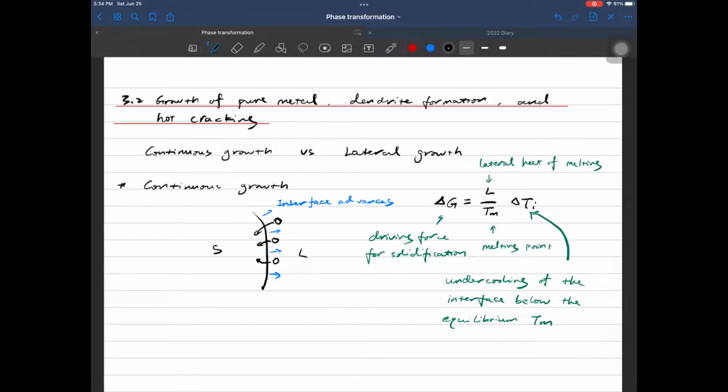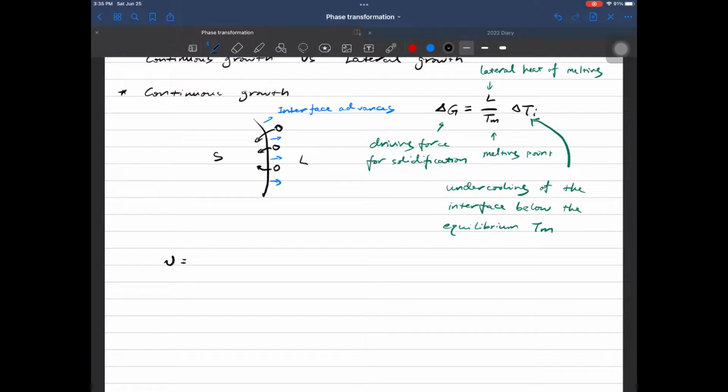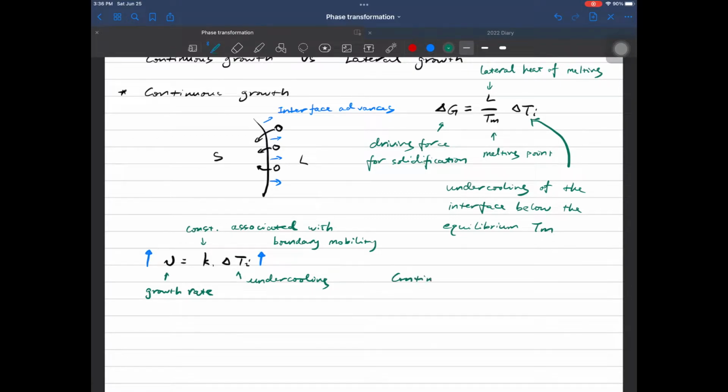Assuming the melting point is 100 degrees, if your system is at 99.9 degrees, then 0.1 degree is the undercooling. After looking at the thermodynamics of continuous growth, we can look at the kinetics. Here we have nu equals K1 delta Ti. Nu is the growth rate. K1 is a constant associated with the interface mobility. Delta Ti is the undercooling. As you can see, as you increase the undercooling, the growth rate increases. For continuous growth to happen is pretty easy. You don't need a large undercooling. Usually a fraction of 1 degree is good enough.